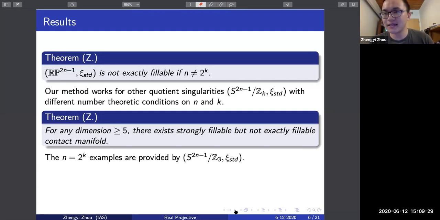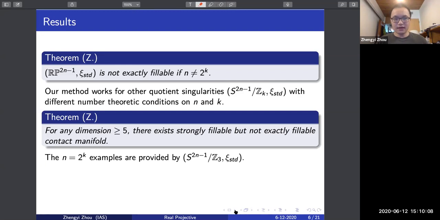Here, Z_k is acting by the kth root of unity acting on the diagonal of C^n. But the actual statement of non-fillability will have some specific condition on n and k. But combined, we get an answer to the proper inclusion question: in dimension higher than 5, there exist strongly fillable but not exactly fillable contact manifolds. The remaining case, which is n equal to a power of 2, is provided by the next simplest quotient singularity, which is the quotient by C^3.